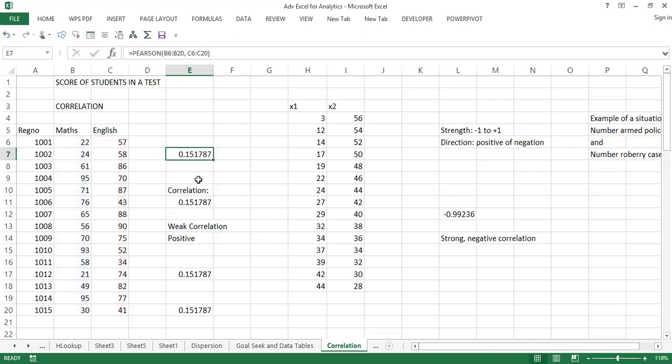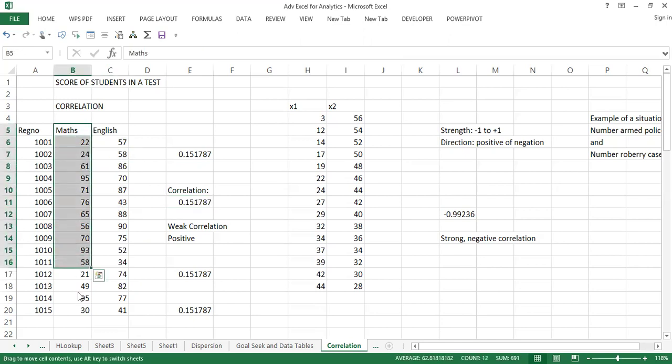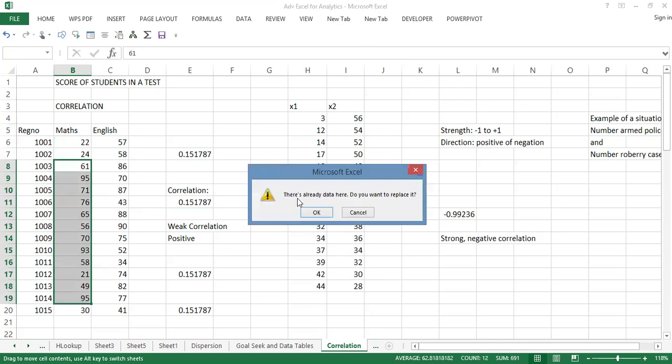Now, what is this telling us? Is this a positive or negative number? It's positive, which means there's positive correlation. In other words, those who do well in maths tend to also do well in English. That's what it says. If it were negative, it would mean that those who do well in maths do worse in English.